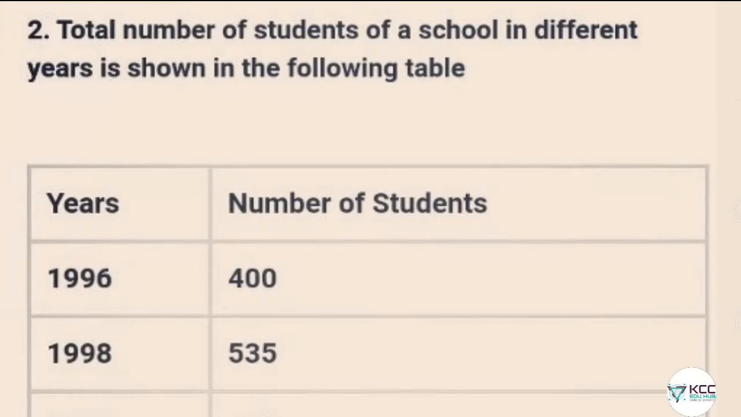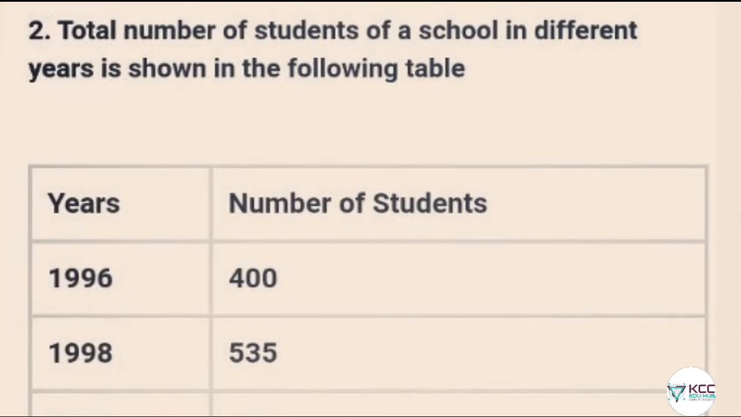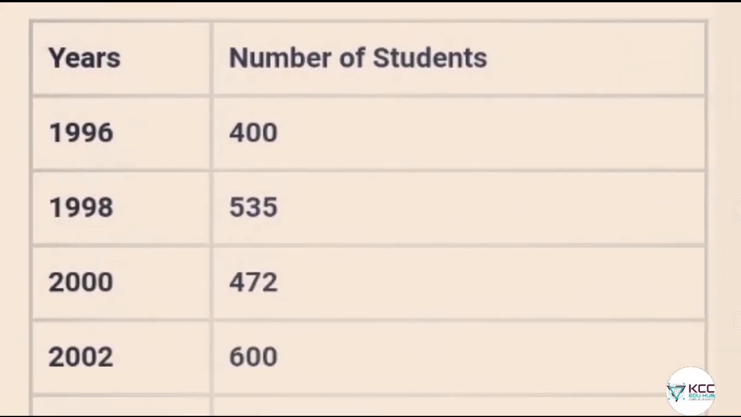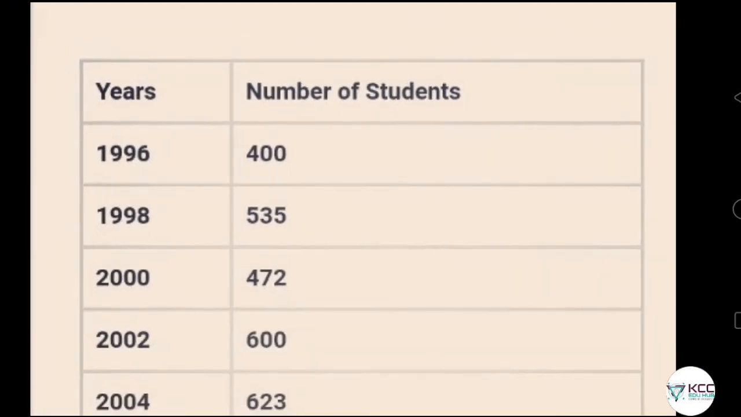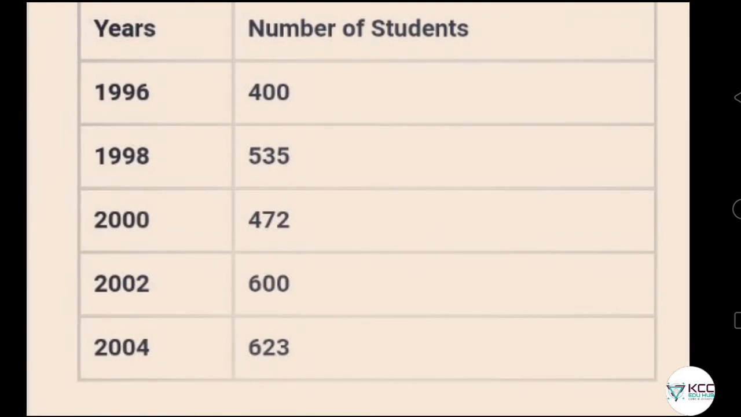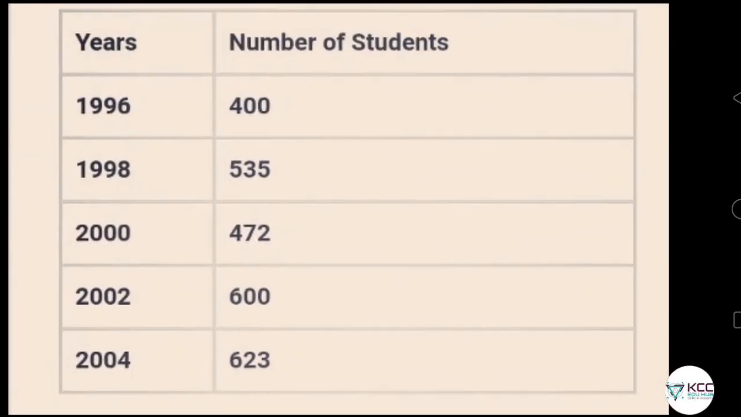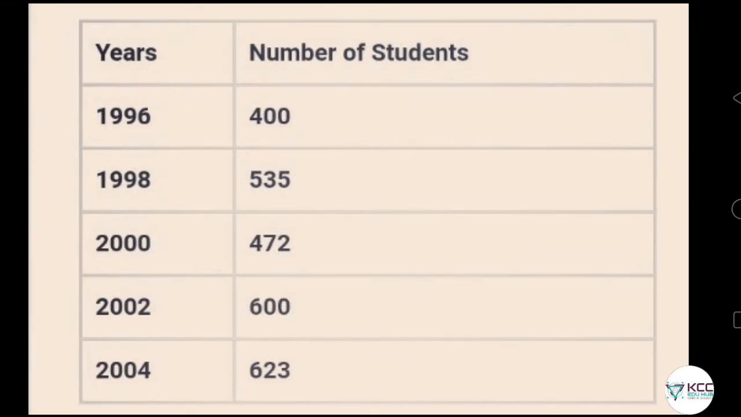Now question number 2. In question number 2, we have to find the total number of students of a school in different years, as shown in the following table. The table shows the students of a school in different years. In 1996, there are 400 students. In 1998, after 2 years, there are 535 students. In 2000, there are 470 students. In 2002, there are 600 students. In 2004, there are 623 students.